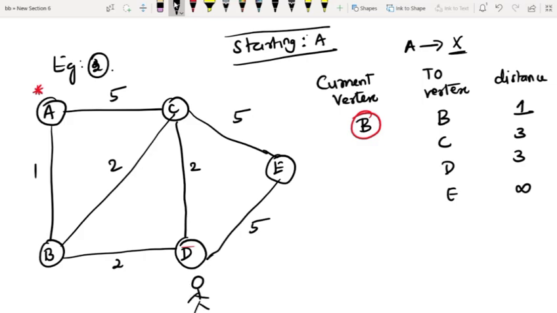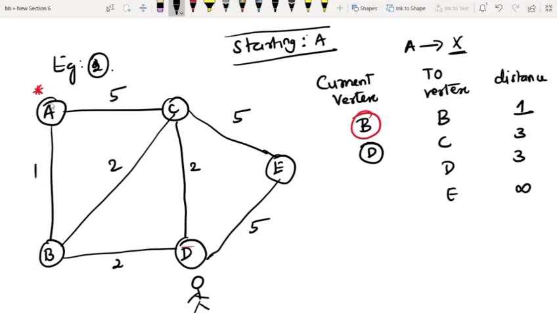Let me move to D. So my current vertex is now D. Okay, D. From D, what are all the nodes that are directly connected? C and E are directly connected, and B is also directly connected. But for B, the shortest possible distance is 1. So I am ignoring B.